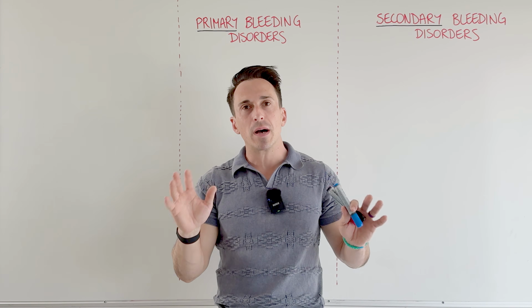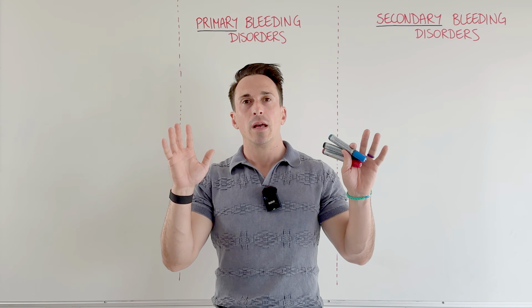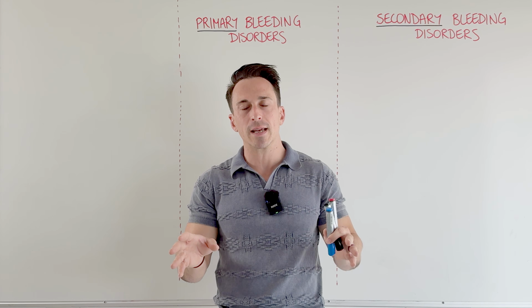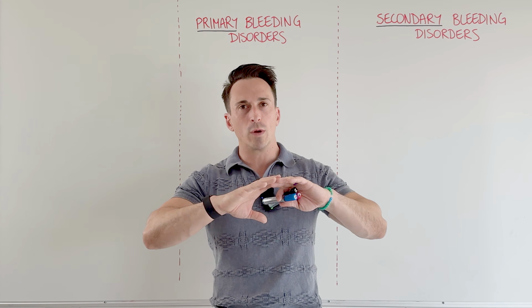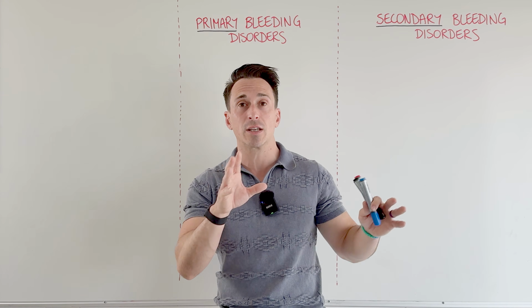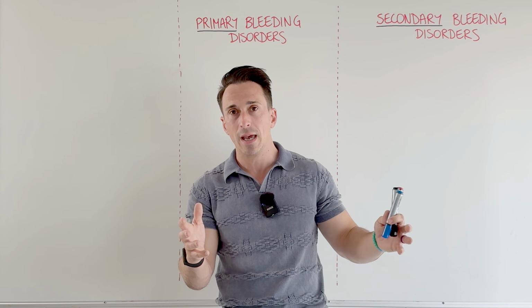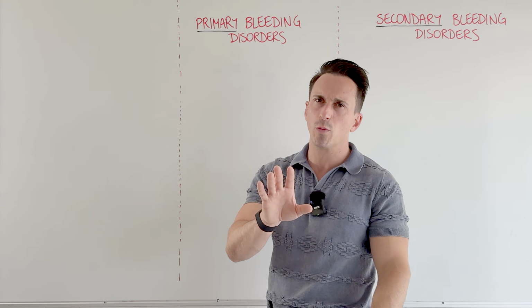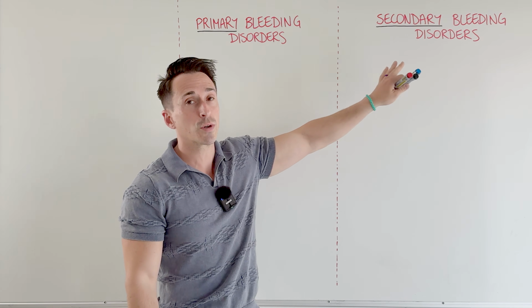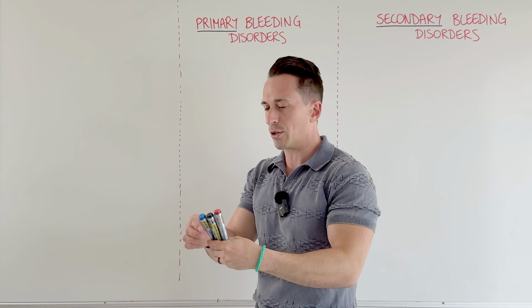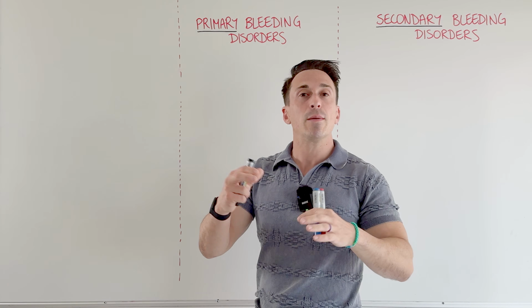So to begin, we must do a recap of primary and secondary hemostasis. Otherwise, bleeding disorders just do not make sense. So we're not going to cover it as extensively as the clotting cascade video or primary hemostasis videos I've done, but we're going to do a pretty good job. So we're going to draw it up over here, then we're going to go through our primary bleeding disorders versus our secondary bleeding disorders. All right, so to begin, hemostasis.